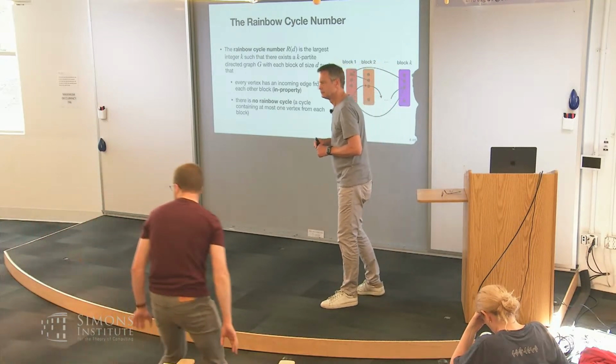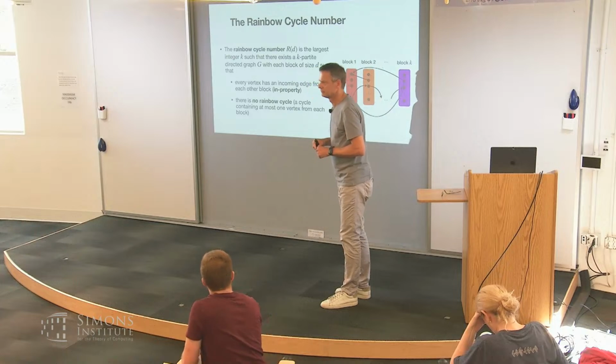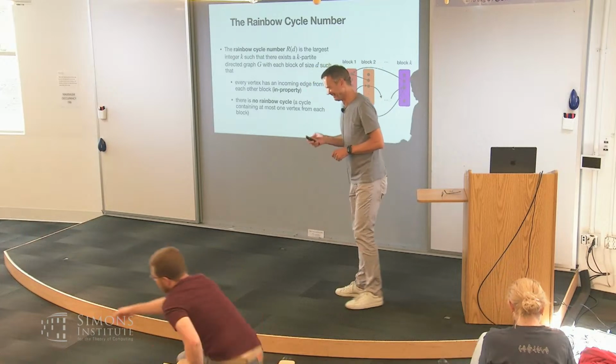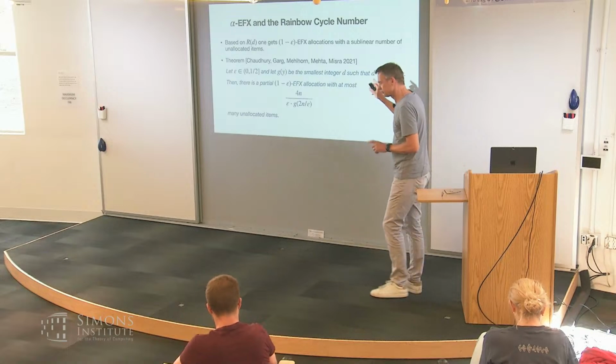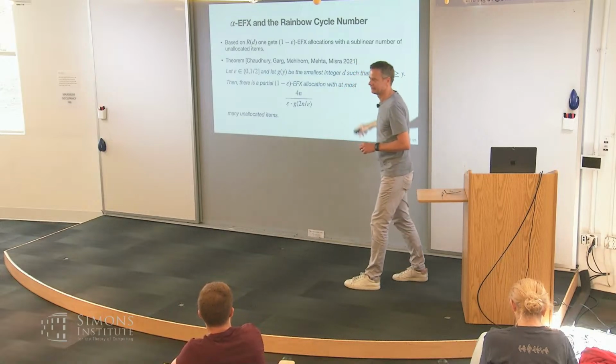Is there an explicit upper bound? Yes, on the next slide. Okay. Yeah, so it's about computing the rainbow cycle number, but sorry, that's the slide after the next slide.